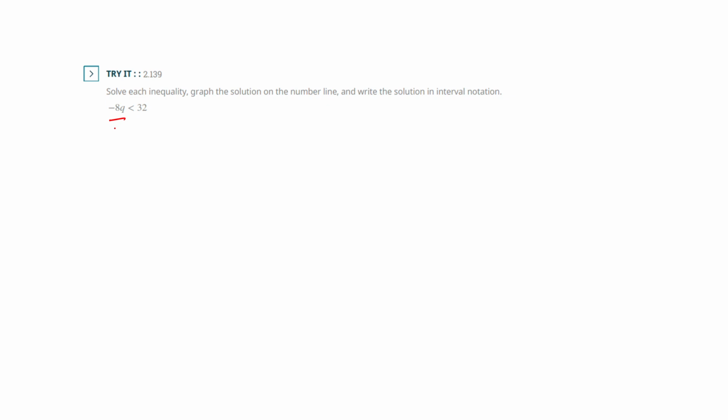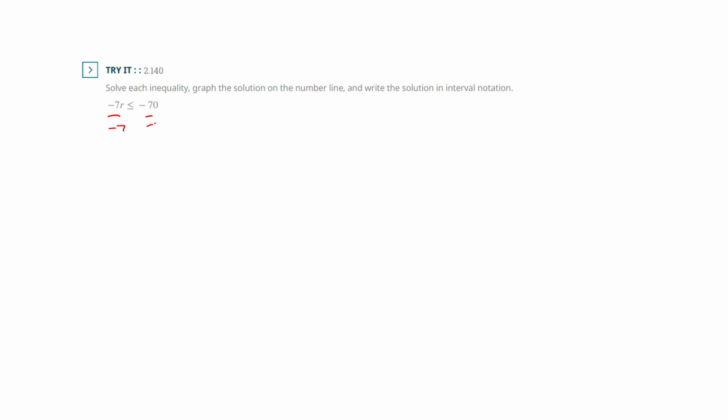So we're dividing both sides here by a negative 8, which I have to remember is going to flip my inequality sign. Now we have q is greater than negative 4. In interval notation, I would have that. Same here. We're dividing by a negative 7 on both sides. So r is now greater than or equal to 10. In interval notation, you would have that.